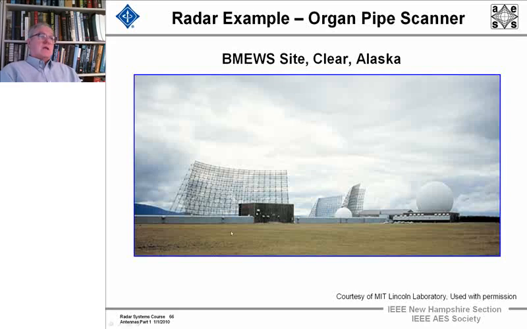And so radars like this are a set of three of them. Here in this house is where the feed horn structure is, that organ pipe scanner system. And here are the actual antennas. One was located at Clear, Alaska, another one in Thule, Greenland.